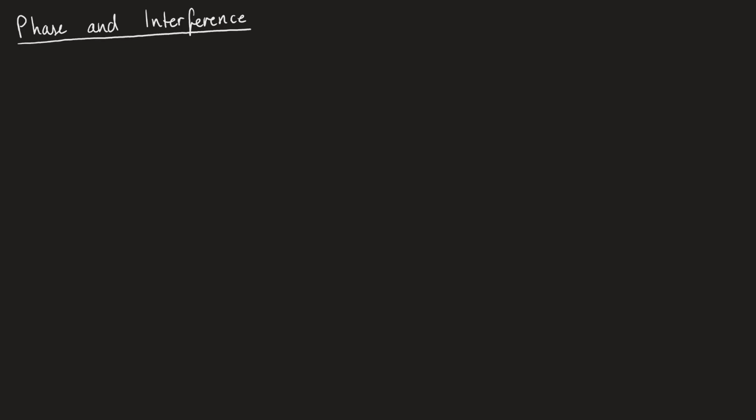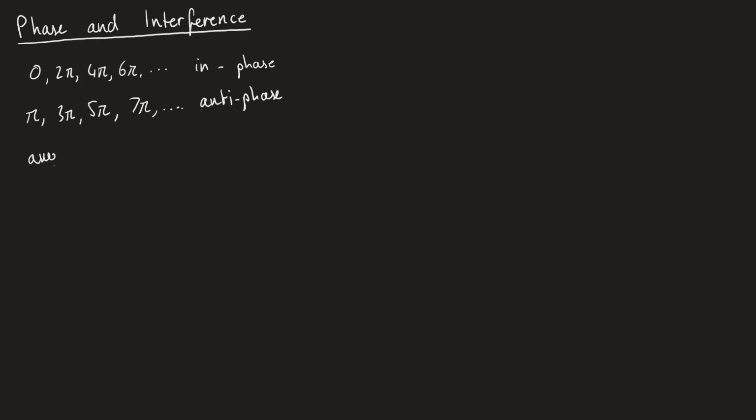So just to recap what we looked at on phase, we said that if things have a phase difference of 0, 2 pi, 4 pi, 6 pi, so on, any even integer of pi, then they are in phase. And if they are pi, 3 pi, 5 pi, 7 pi, any odd integer, they're in antiphase, and anything else is just out of phase.